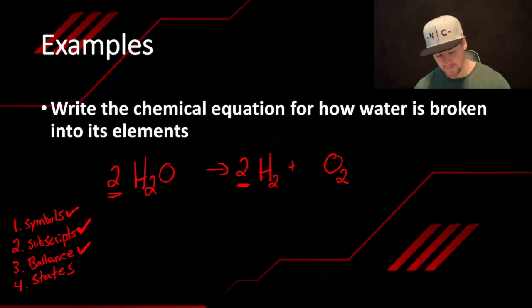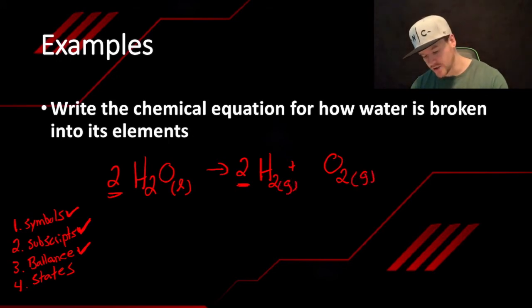So balancing is done. And the last step is to put the states. Water, we know, is going to be a liquid. If it was another molecular compound, you might not know, and that's okay. I wouldn't ask you to determine that unless it said so in the question. For hydrogen, we look it up, and it's going to be shaded gray on the periodic table, which means it's a gas. And oxygen, also a gas, and we are done there.